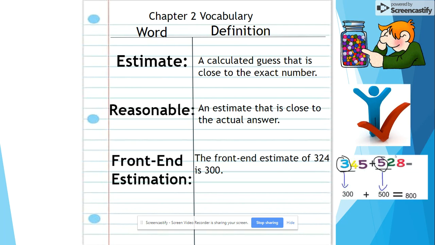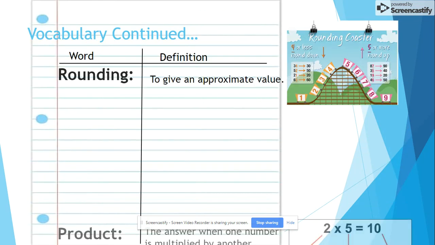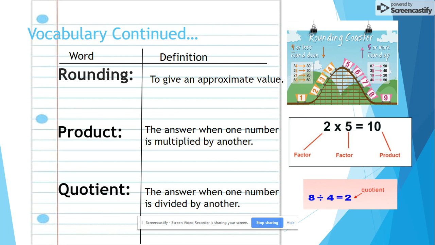All right, now what I need you to do is pause your video again and copy down these 3 vocab words and their definitions. All right, and I'm going to need you to pause the video one more time to write down these 3 words and definitions as well.